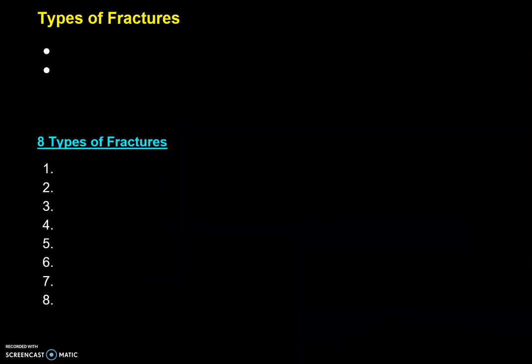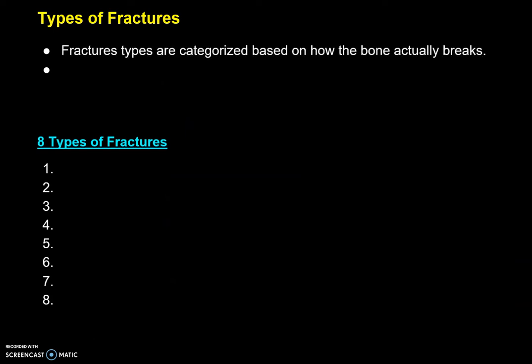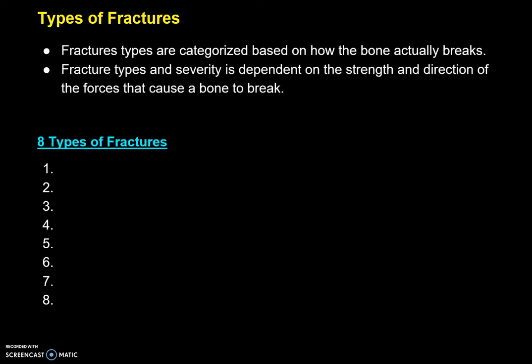So after classification of fractures, now we're going to take a look at the different types of fractures. Fracture types are categorized based on how the bone actually breaks. Fracture types and severity is dependent on the strength and direction of the forces that cause the bone to break. And there are 8 types of fractures.